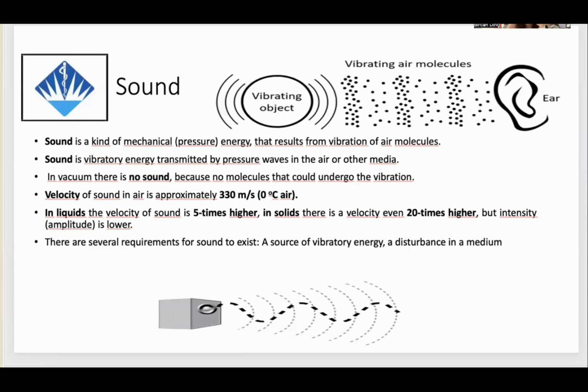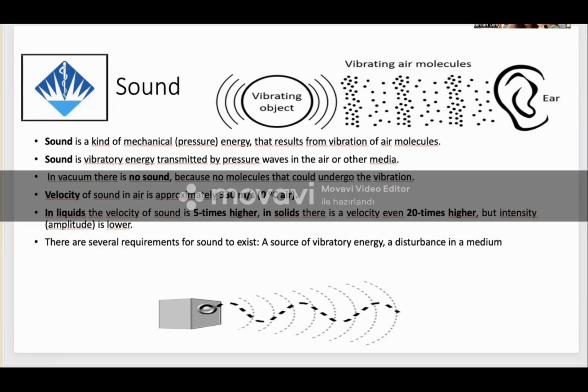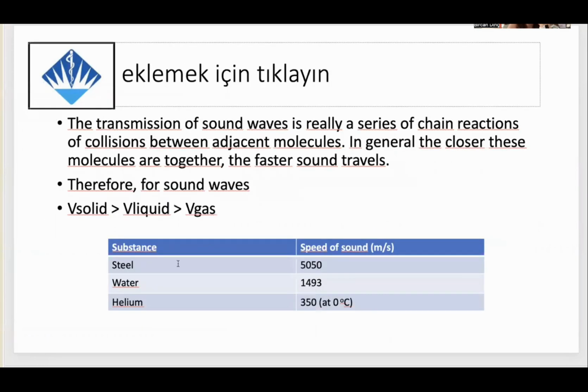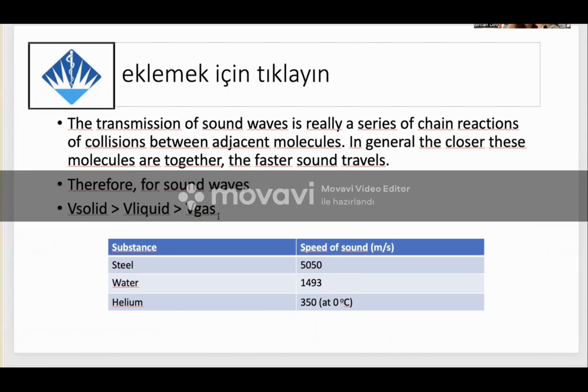Sound is a kind of mechanical energy. As you remember, we talked about this in our classes. So sound is a kind of energy, and velocity of sound in air is approximately 330 meters per second. And we need a medium to transmit the sound waves. Actually, velocity of sound in solid is bigger than velocity in liquid, and it's also bigger than velocity in gas. You see speed of sound in steel, water, and helium here.